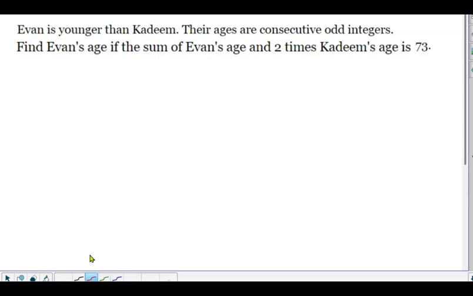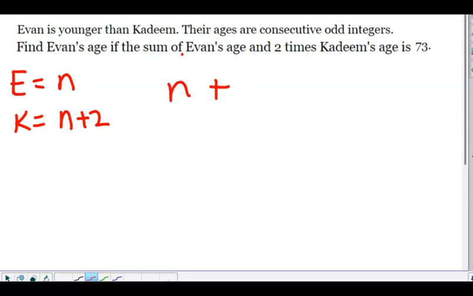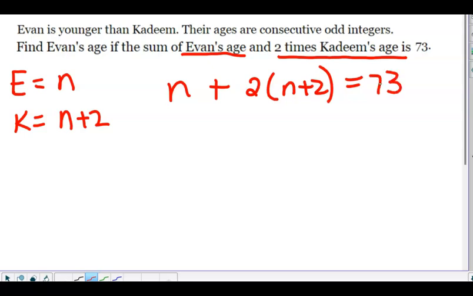Evan is younger than Kadeem. So we've got Evan and we've got Kadeem. And their ages are consecutive odd integers. So we don't know who Evan is, but he's younger. And Kadeem is the next odd integer after him. So we skip count by 2. Find Evan's age if the sum, so we're going to add these two things together, the sum of Evan's age, that's n, and 2 times Kadeem's age, so that's 2 times Kadeem, is 73.